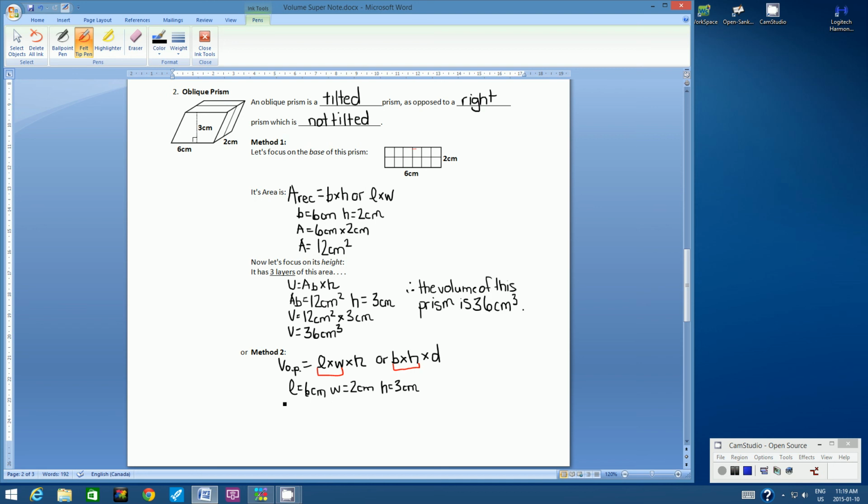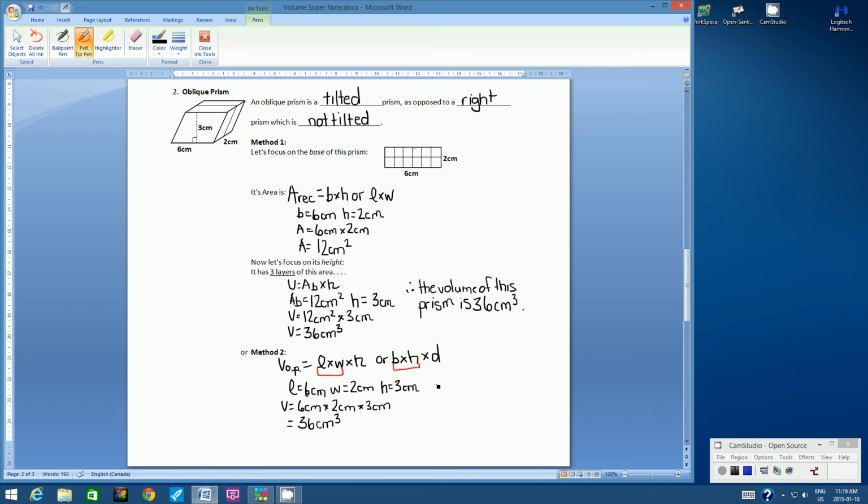All right, so let's go to our substitution. Volume equals 6 centimeters times 2 centimeters times 3 centimeters. 6 times 2 is 12. 12 times 3 is 36. So I do the numbers first, and then I put in the units. The units are centimeters, and volume is going to be cubed.